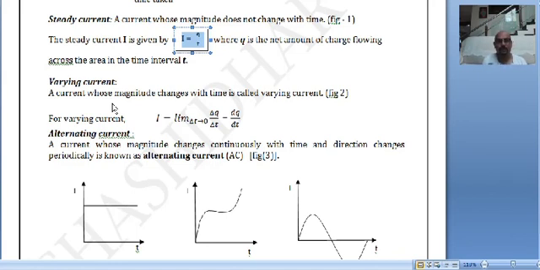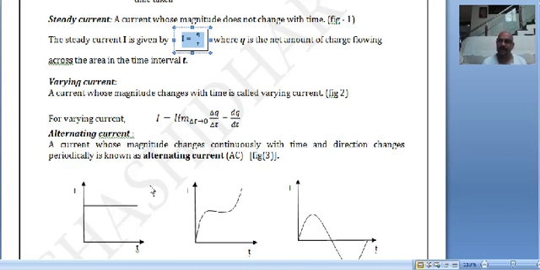So a current whose magnitude changes with time, we call it varying current. Notice here, the charge flow is not constant. See, it is increasing, after some time it is almost constant, and again sharply the current rises. So here the magnitude of the charge flowing is not constant. Therefore we call this current varying current.